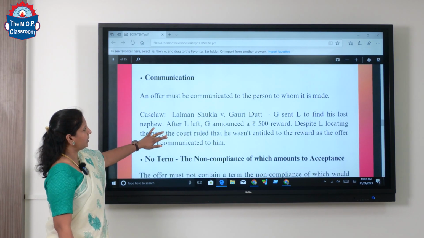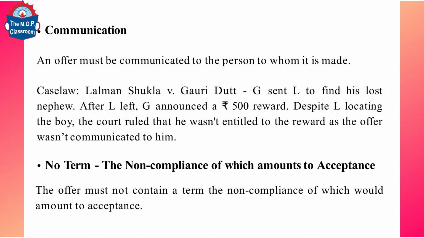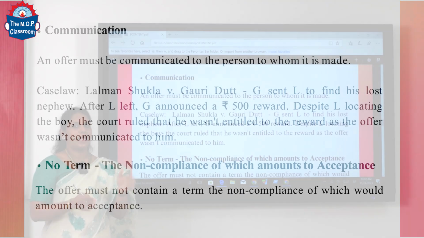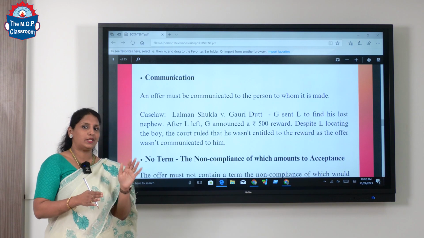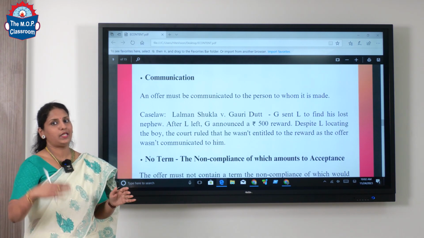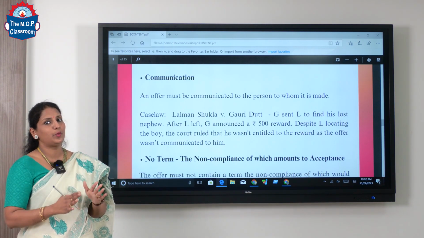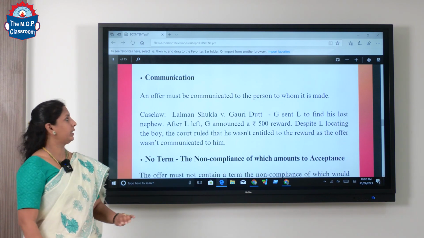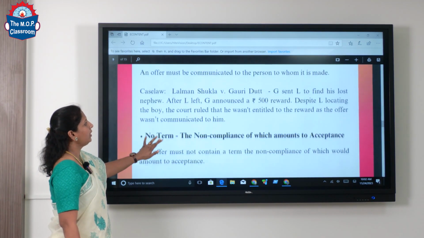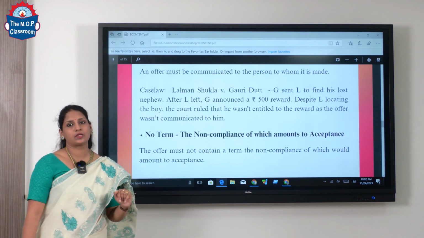Next is communication. An offer must be communicated to a person to whom it is made. Whether it is X who is the offerer, or Y who is the acceptor, it should be only between X and Y, and not a third party, not a Z. The communication has to be given only to the concerned party. So for this we have a case law here, which is Lalman Shukla versus Gauri Dutt.